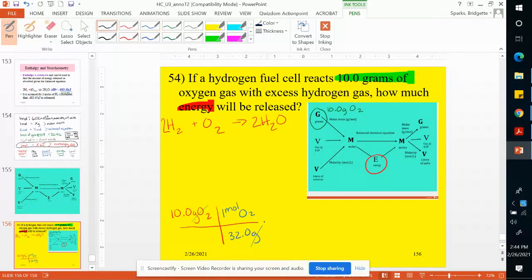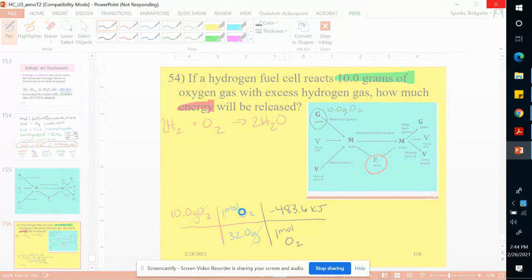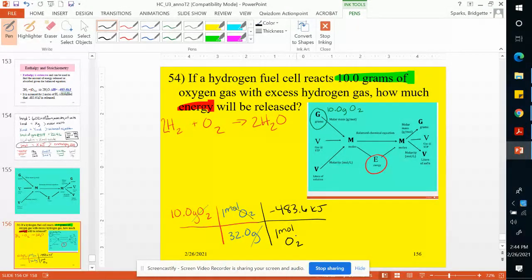And what we saw on that balanced equation, for every 1 mole of oxygen, because the coefficient in that balanced equation was a 1, the enthalpy that was written is negative 483.6 kilojoules. And so now we can see that our moles of oxygen cancel out, and we are left with kilojoules of energy.